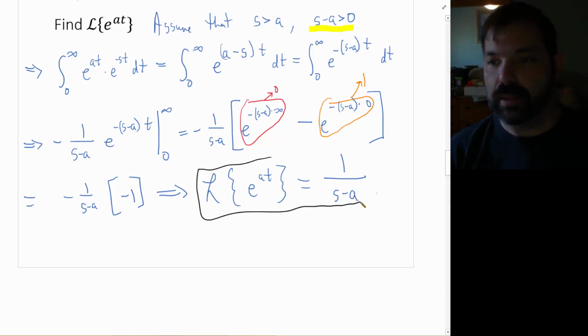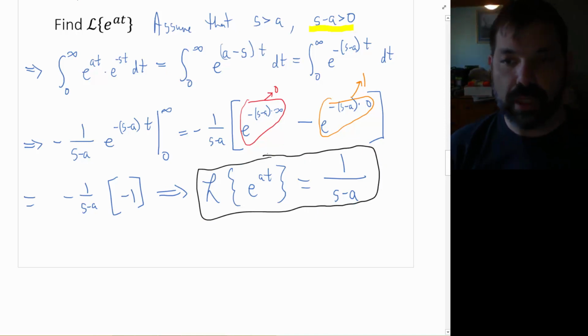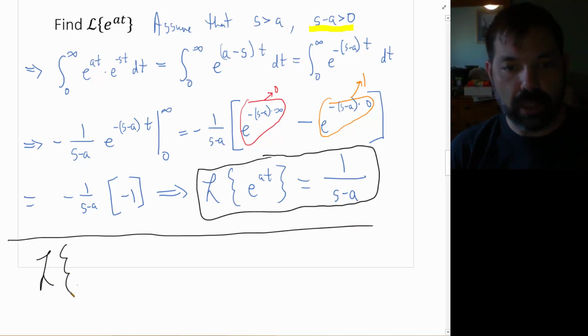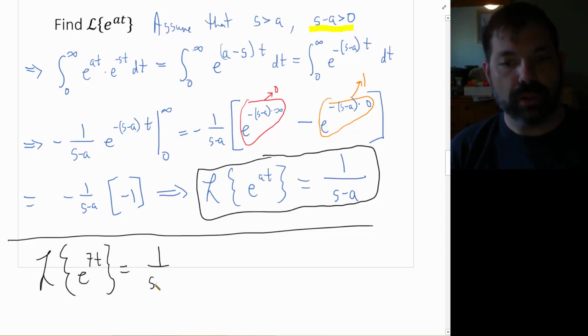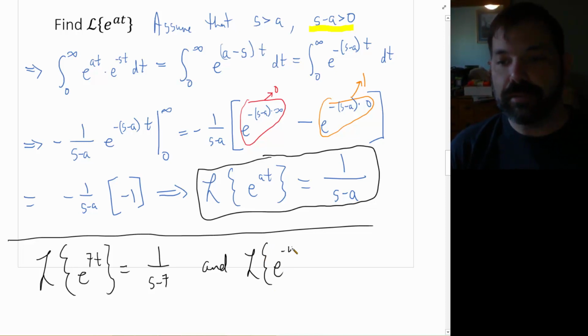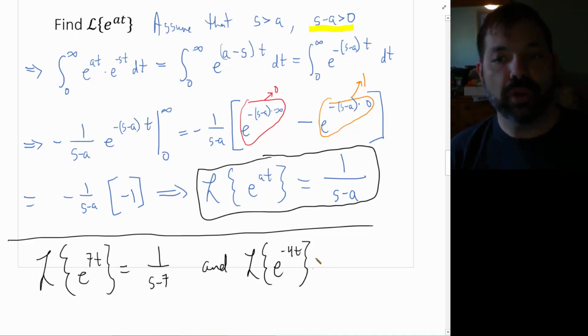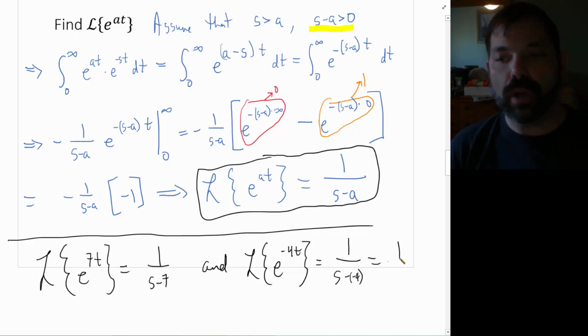Alright, so we'll add that. That's going to be on our formula sheet also. The Laplace transform of e to the at is 1 over s minus a. So for example, if I wanted to find the Laplace transform of e to the 7t, it fits this form, and so this would be 1 over s minus 7. And if I had the Laplace transform of e to the negative 4t, it would be 1 over s minus negative 4. We don't leave it like that. We'll write that as 1 over s plus 4.